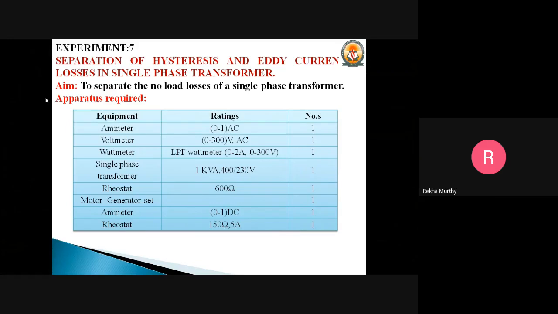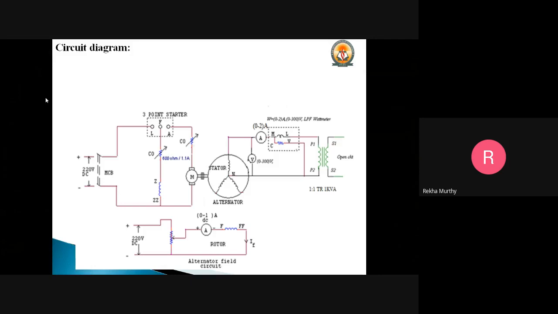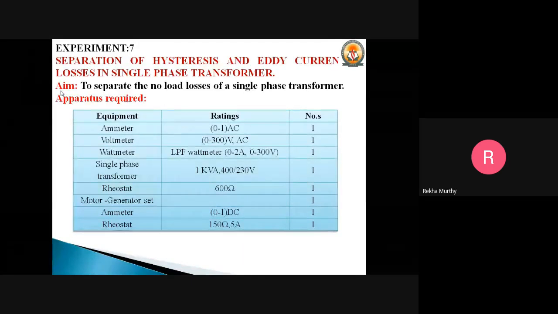And as usual, we are conducting the OC test on the transformer. So we require one single phase transformer, then the wattmeter, as I told you, and how to select it, and one voltmeter and ammeter, which are there on the bed. One more thing I would like to tell you: here we are going to use one more rheostat at the armature side, in the range of 150 ohm, 5 amperes.